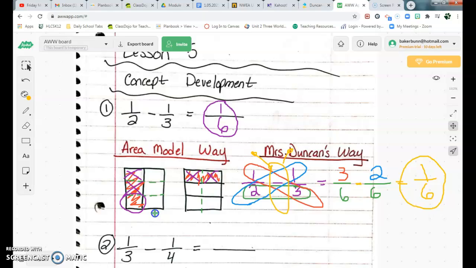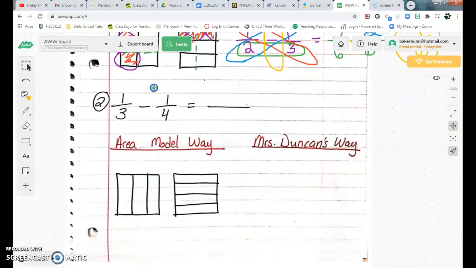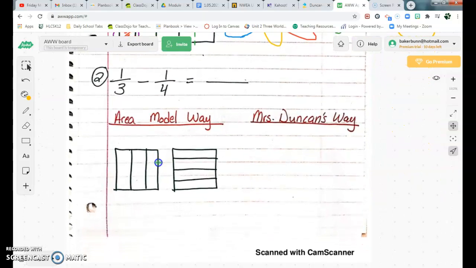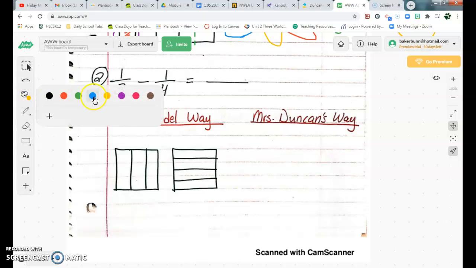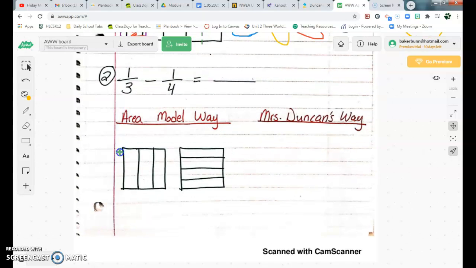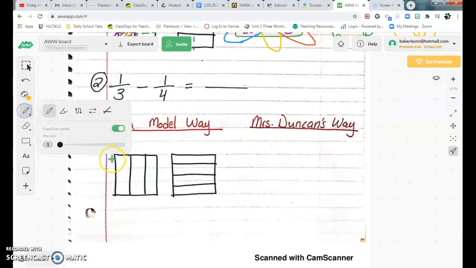All right, now we're going to scroll down and look at problem 2. Again, if you need to pause the video, if I'm going too fast, please go ahead and do that. All right, for 2, I have 1/3 minus 1/4. So down here for my area model, I'm going to represent my 1/3 in this area model right here, like so. And I'm going to represent 1/4 in this area model right here, like so.